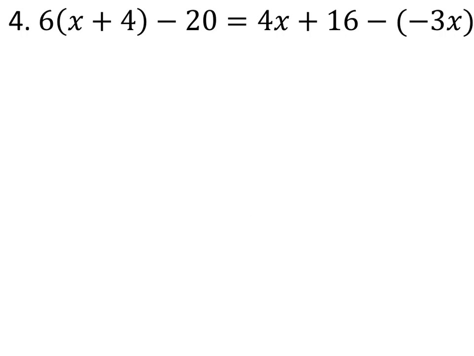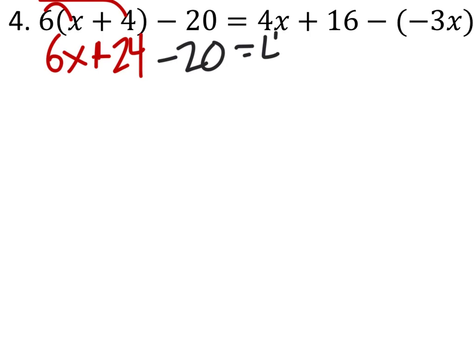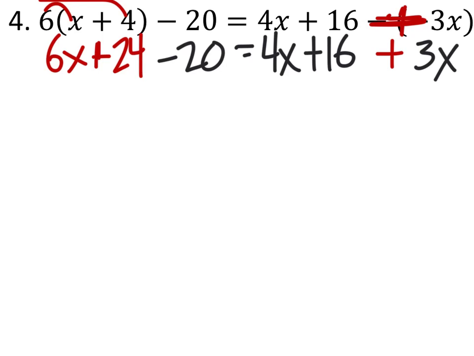All right, number 4. So let's go and distribute this 6 here. 6 times x plus 6 times 4, that's going to give me 24. That's minus 20 equals 4x plus 16. And don't forget, that's minus a negative. That's going to give us a plus 3x. All right? Now from here you can combine like terms on both sides.